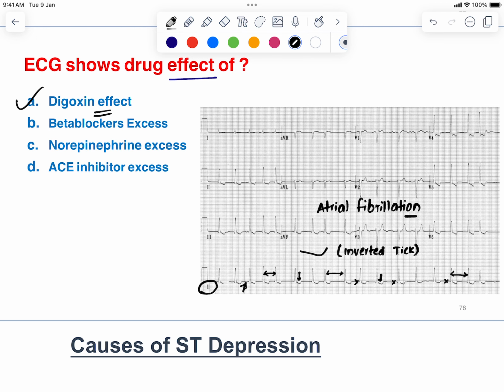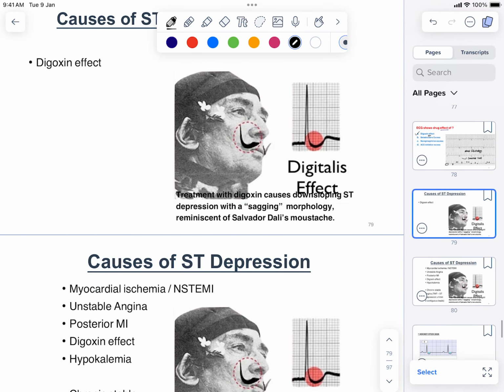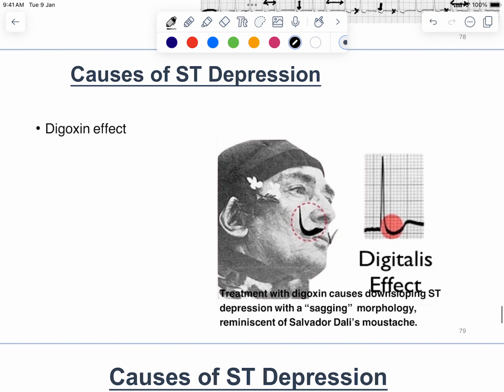Now, yeah, this is nothing but your digoxin effect. So the ST segment which is being depressed is in the form of an inverted mustache. So this is called the inverted mustache sign, right? Or it is also called the Salvador Dali sign.